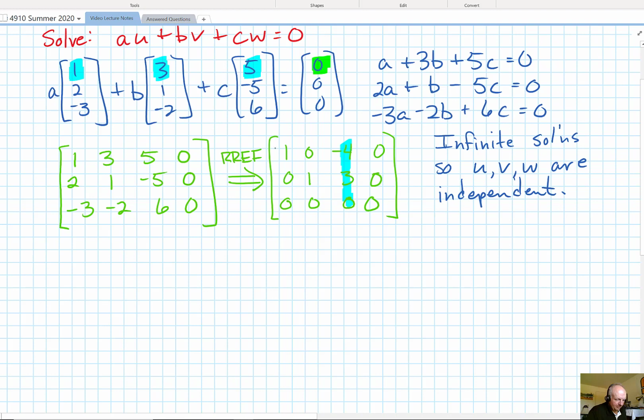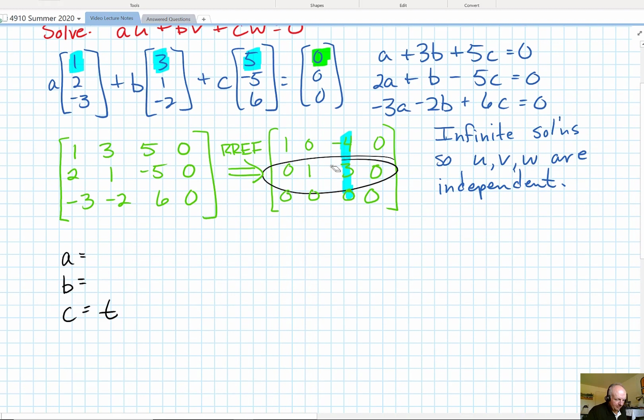So if I continue to actually find the solutions, I know our solutions are A, B, and C. That's what we're looking for. And we know C is a free variable, so let's call that T. And then we just do some back substituting right there, right? B plus 3T equals 0. So that means that B equals negative 3T. And then back substitute up top, A equals 4T, right?